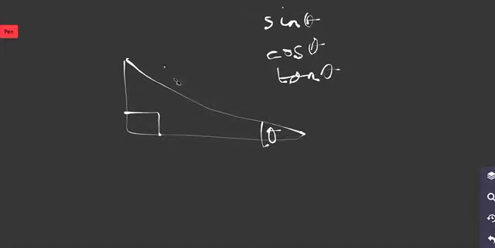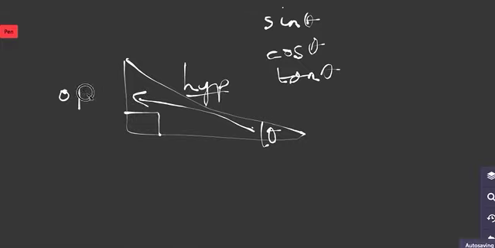Remember, the longest side is always the hypotenuse, or hype for short, and the side that's opposite to the angle is called the opposite, and the side that's adjacent or next to the angle theta is known as adjacent.